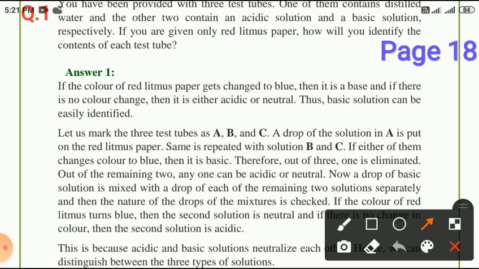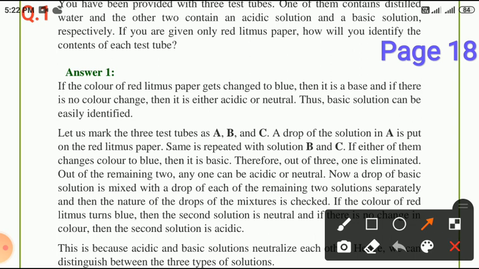Now, the remaining 2 solutions we will mix separately with the base. We will take the basic solution and mix it with the remaining 2 solutions one by one separately. Then the acidic solution will be neutralized with the basic solution, and when we check it with the red litmus paper, it will not show any change.